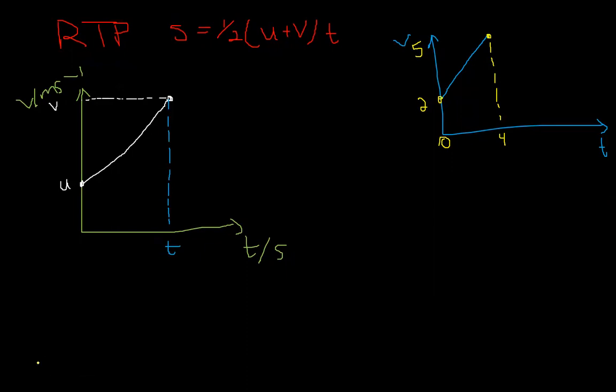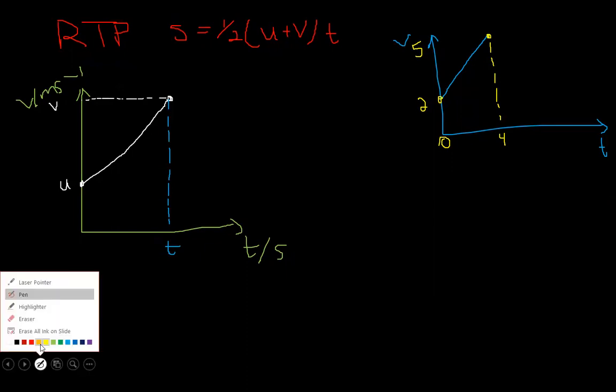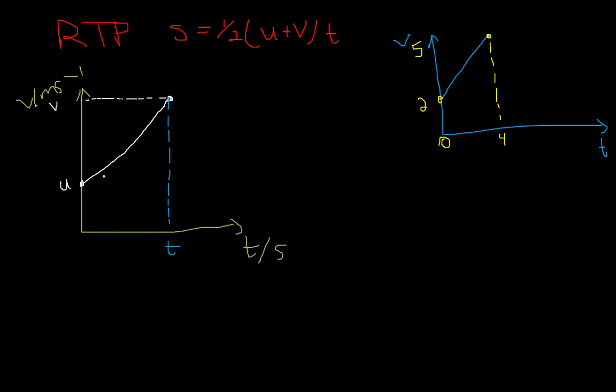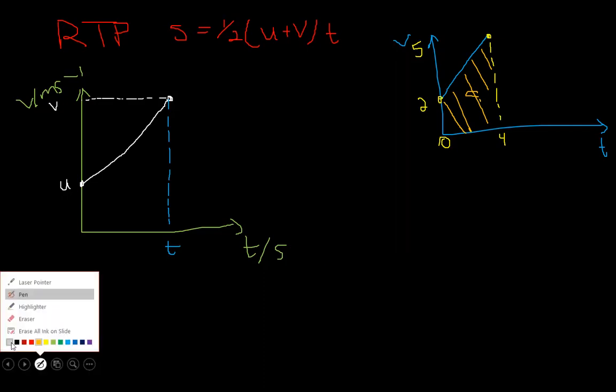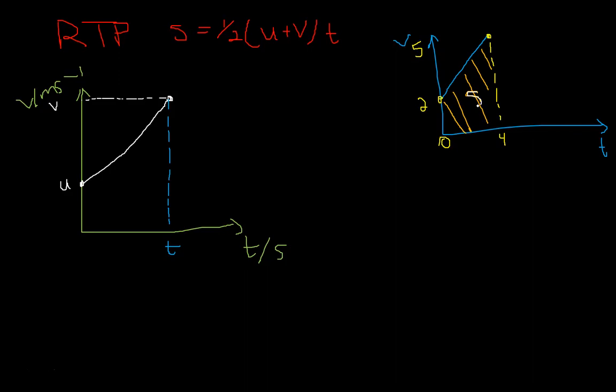And what do we also know about a velocity time graph? Well, the area under the graph, which is this orange region here, is the distance traveled, or you might consider it the displacement, right? Let me just represent it. Let me highlight this. Let me say it's s. Do you understand so far before I continue?